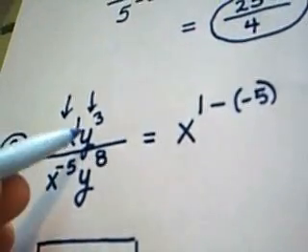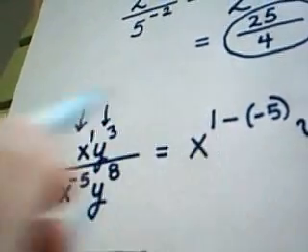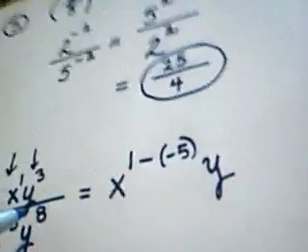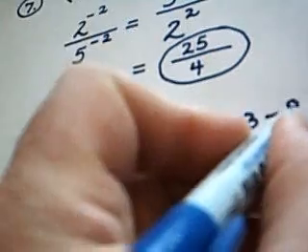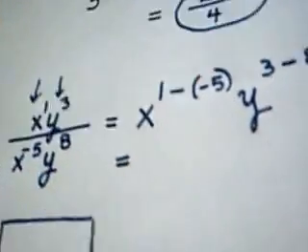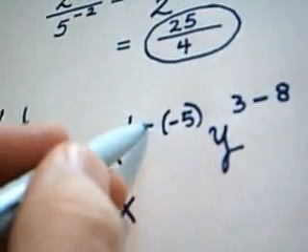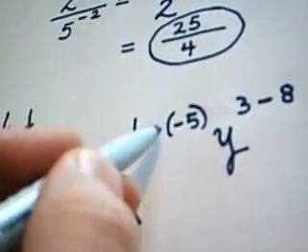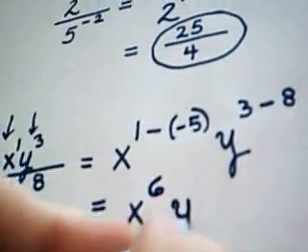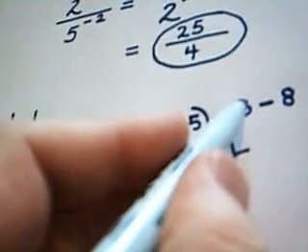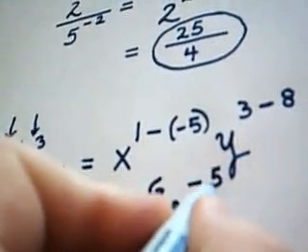Let's emulate that rule for the y's. When you're dividing, the base does not change, and you subtract the exponents starting with the top. 3 minus 8. When I do the arithmetic here, x remains the same, minus minus becomes a plus, 1 plus 5 is 6, y stays the same, 3 minus 8 is going to be a negative 5.